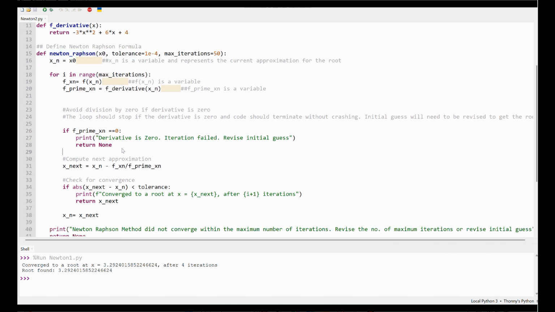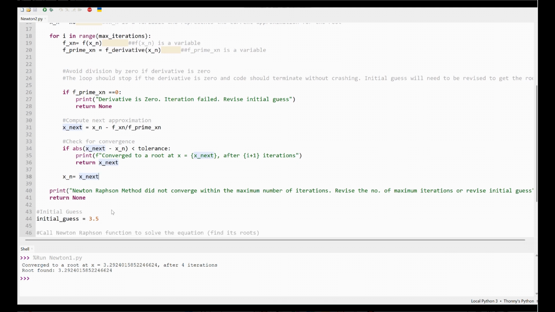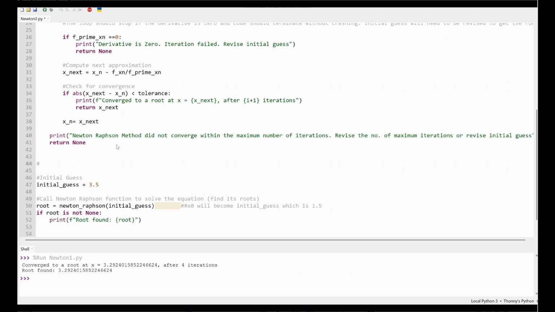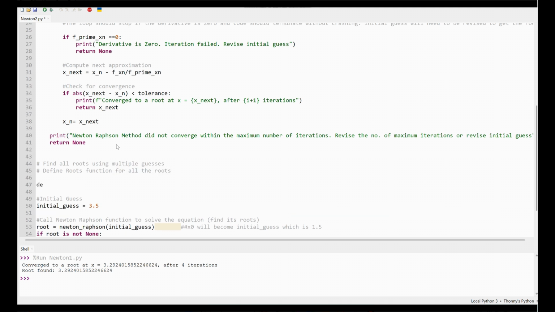Everything else remains the same over here. The Newton Raphson function will remain the same. For loop will remain the same. What I need to do is define a function that will run this Newton Raphson function multiple times with multiple initial guesses within the code. So I will define a function that will find all the roots within this code, rather than running the code 3 times. If you run the code once, all roots will be found.